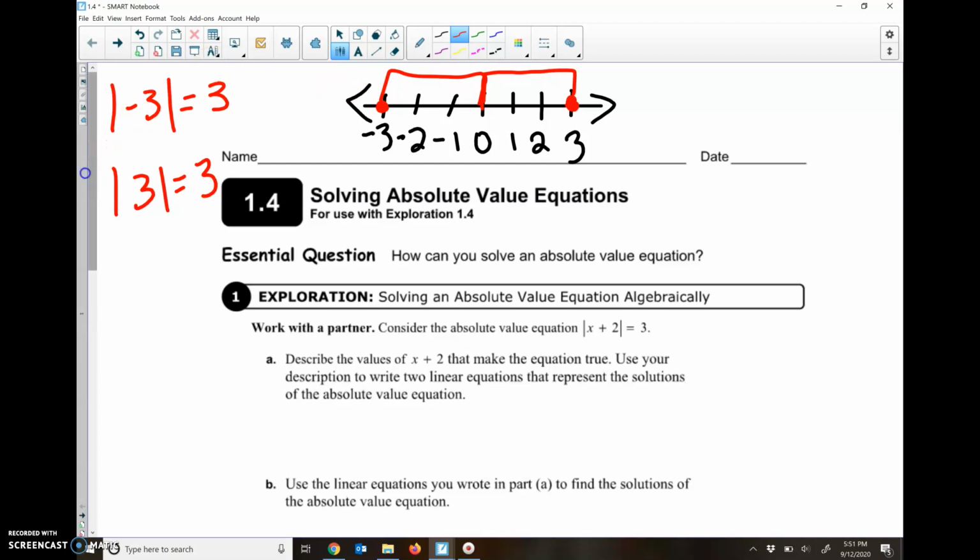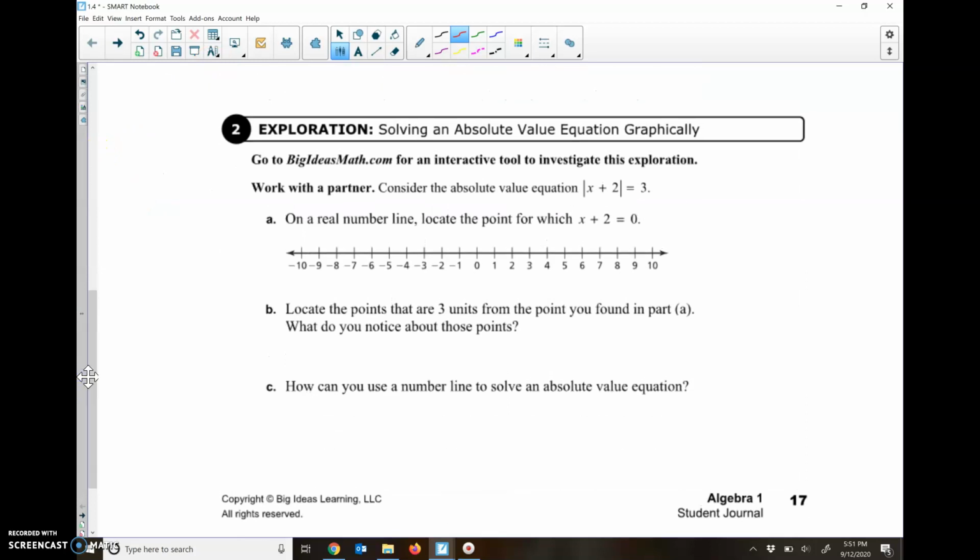So if you look down at exploration 2, it says consider the absolute value equation: the absolute value of x plus 2 equals 3. So on a number line, locate the point x plus 2 equals 0. So going back to the stuff we did last Friday, we're just going to solve this. X plus 2 equals 0. So I'm going to subtract 2 from each side. 2 minus 2 is 0. 0 minus -2 is -2. So I'm going to locate the point. X is -2.